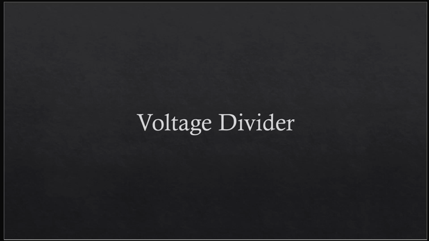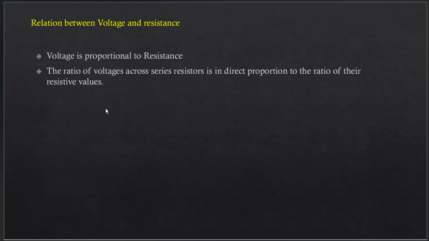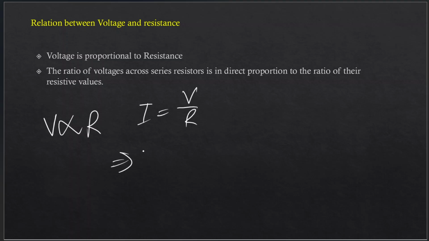Okay, so today we'll discuss voltage divider. First, let's start with some basics about the relationship between the voltage and resistance of a circuit. Voltage is proportional to resistance. V is proportional to R. We know from Ohm's law that I is equal to V over R, and then V is equal to IR. Now see this V and R, they are in a proportional position.